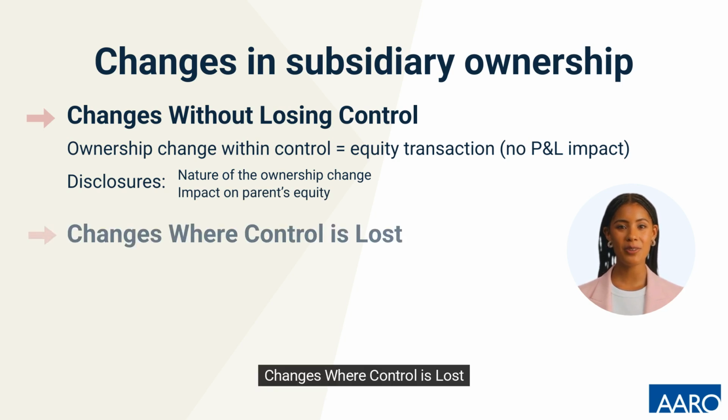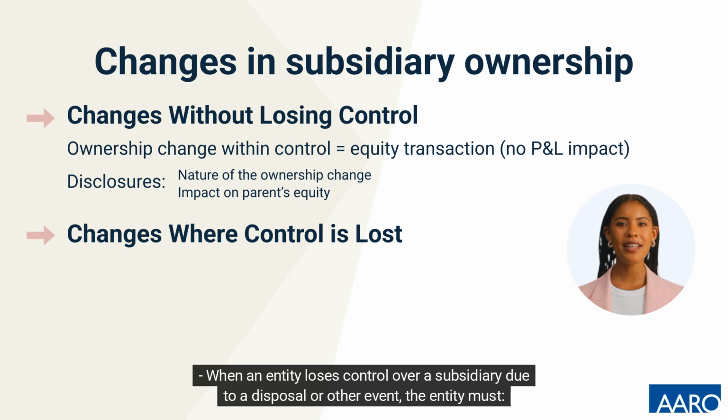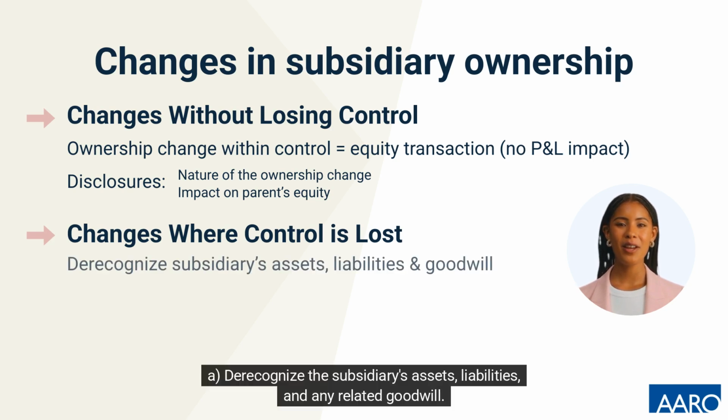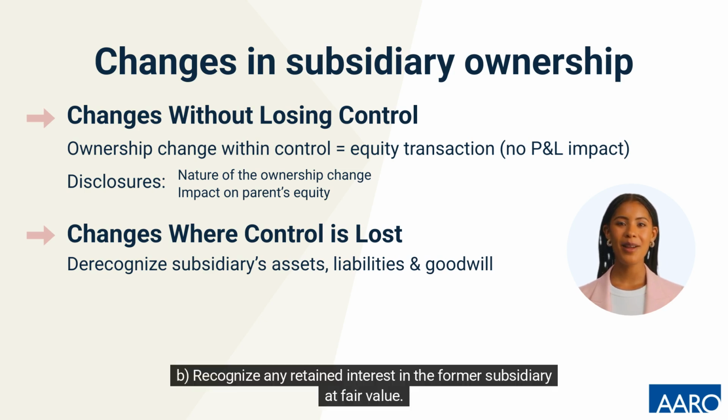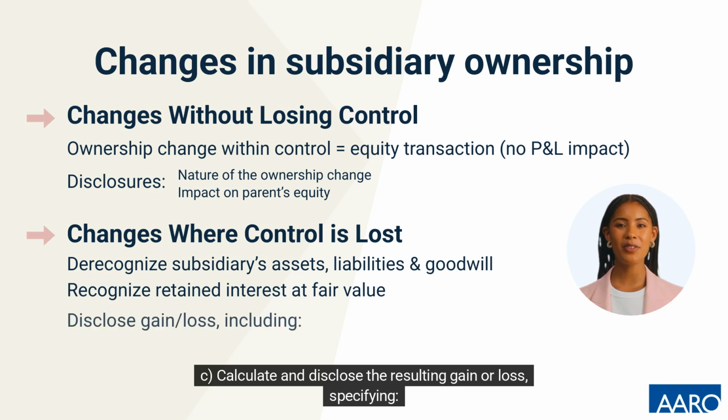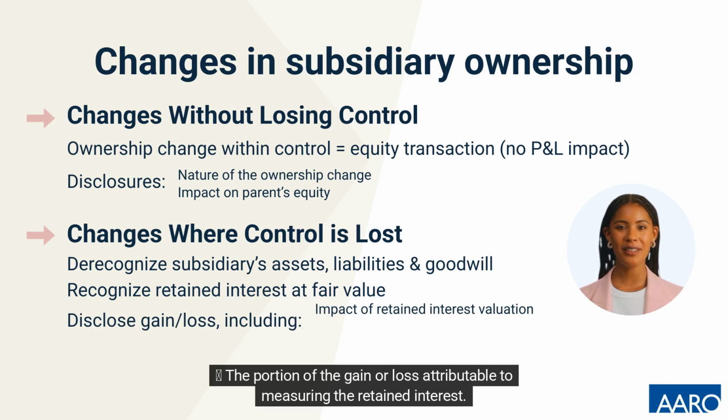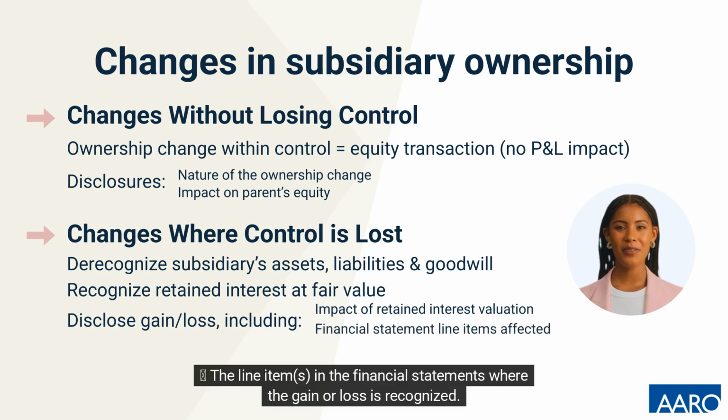2. Changes where control is lost. When an entity loses control over a subsidiary due to a disposal or other event, the entity must: A. De-recognise the subsidiary's assets, liabilities, and any related goodwill. B. Recognise any retained interest in the former subsidiary at fair value. C. Calculate and disclose the resulting gain or loss, specifying the portion of the gain or loss attributable to measuring the retained interest, and the line items in the financial statements where the gain or loss is recognised.